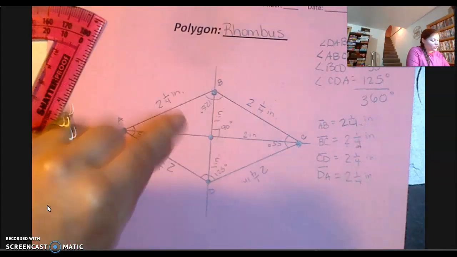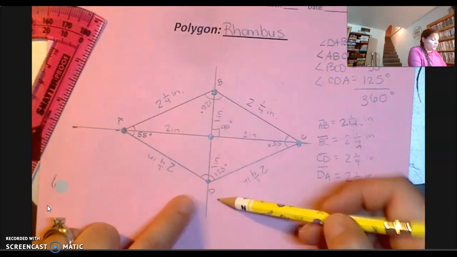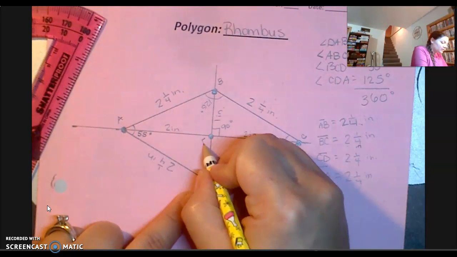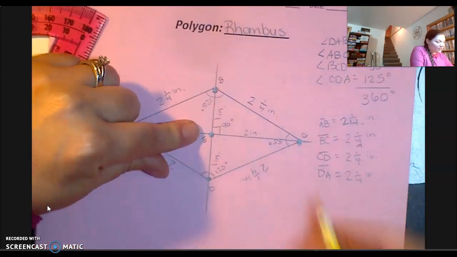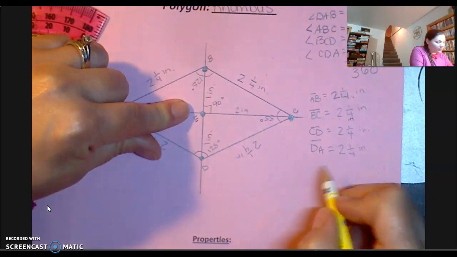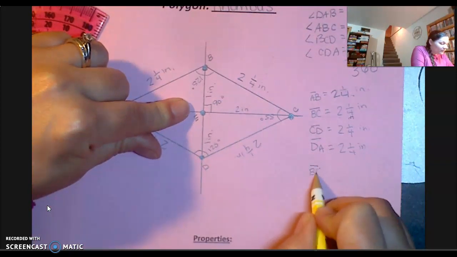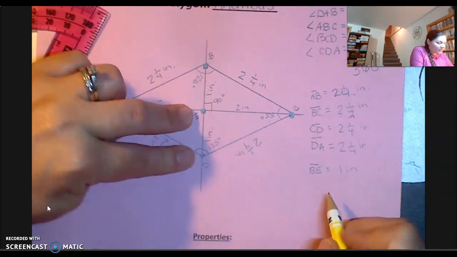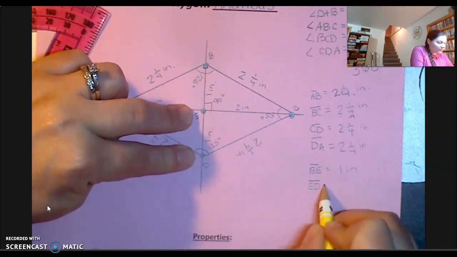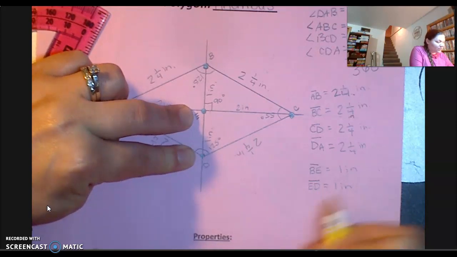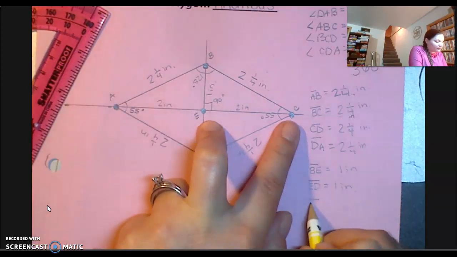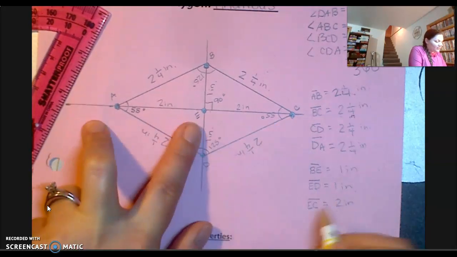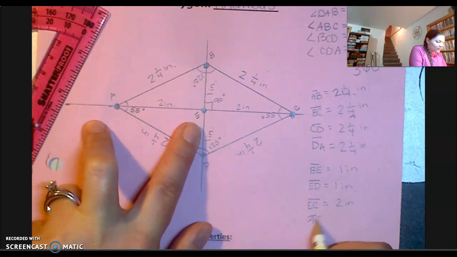And now we have additional segments here in the middle, so we're going to label this E. A, B, C, D, this is E. So segment BE, let's see, can you see there? Segment BE equals 1 inch. Segment ED equals 1 inch. Segment EC equals 2 inches. And segment AE equals 2 inches.